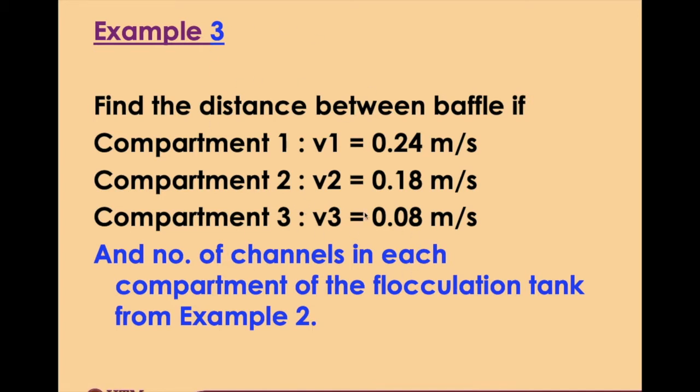By the way, for the question on page 49, it is not completed. So I would appreciate it if you can write down this blue text here: n, number of channels in each compartment of the flocculation tank from example 2. So we are referring to example 2. Can you write down this sentence?